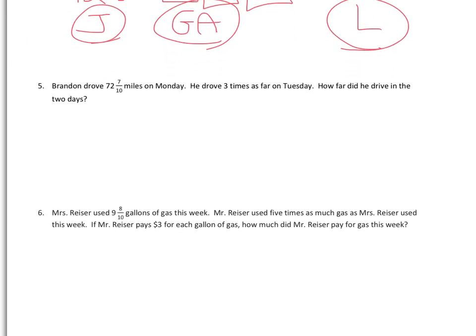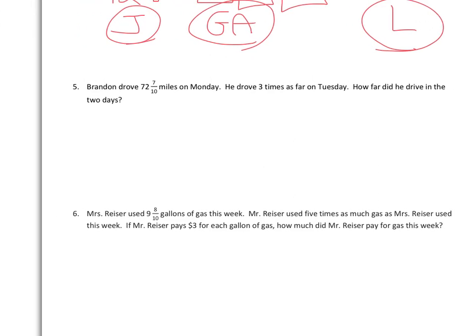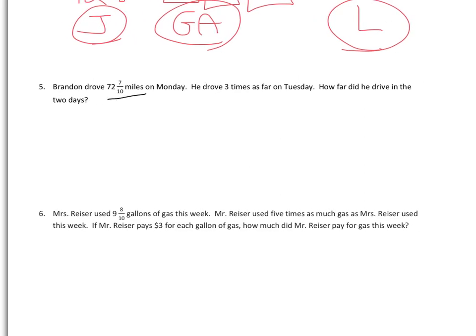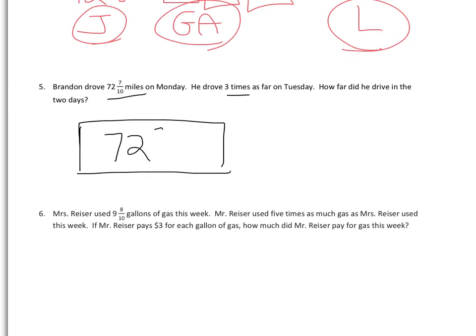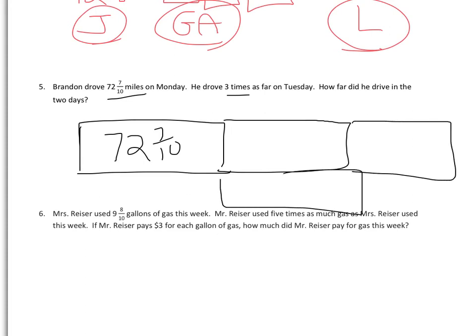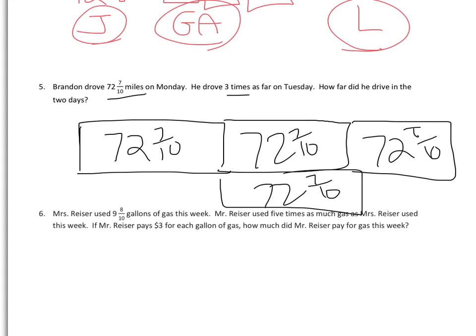Question 5. Brandon drove 72 7/10 of a mile on Monday. He drove 3 times as far on Tuesday. How far did he drive in the 2 days? Well, we could think about Monday: 72 and 7/10 miles. 3 times as far on Tuesday, so we need 1, 2, 3 more. And to figure out how much he drove in all, you see how helpful the visual is to determine that.